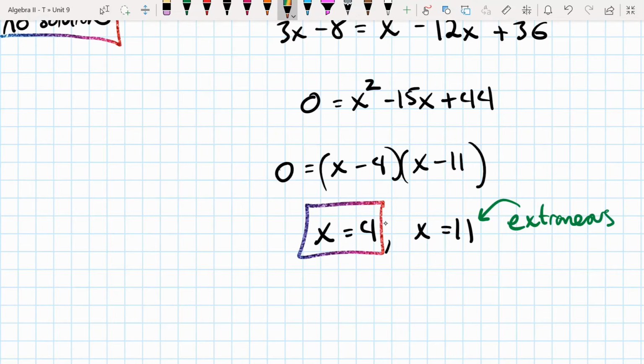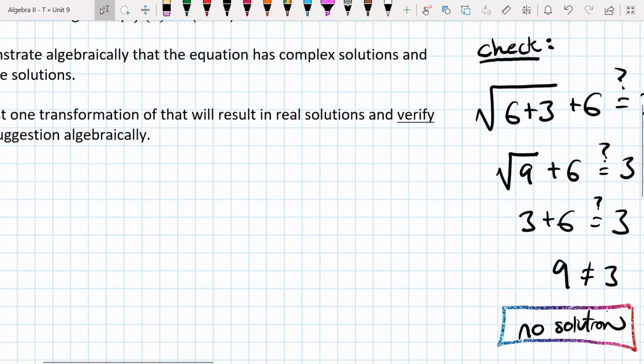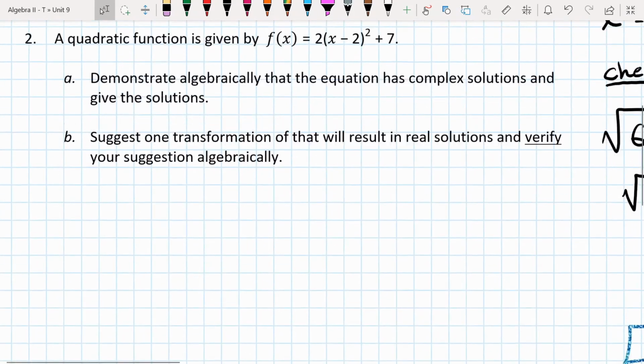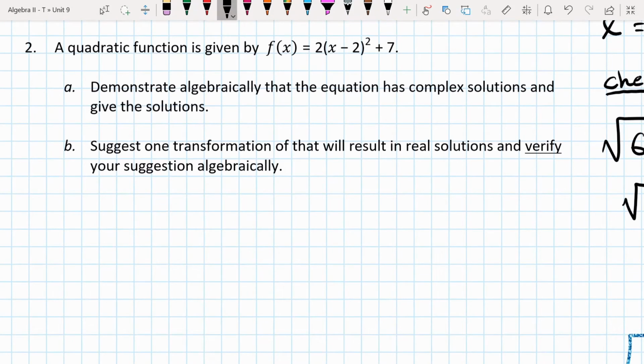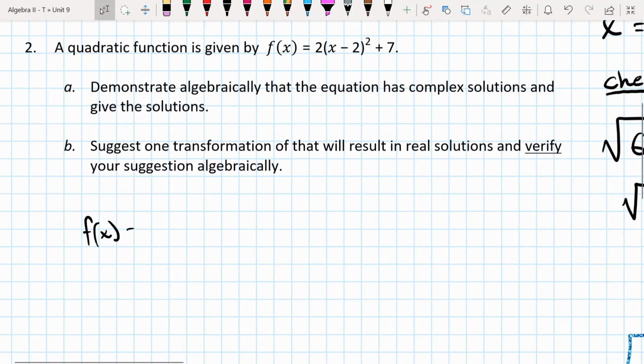And we're going to wrap up this problem set, sorry, not the video, by going through number 2. So we want to demonstrate that this function here has complex solutions.